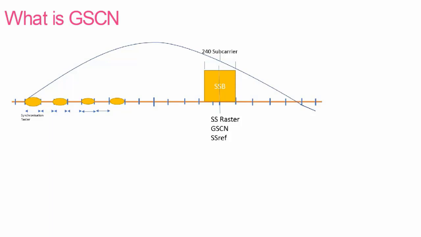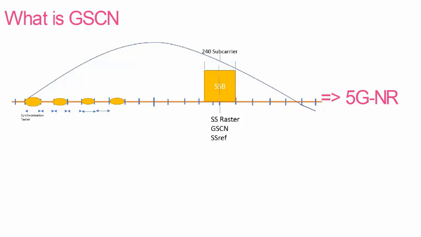So we are using the wider step, that is synchronization raster. We are scanning the full bandwidth in synchronization raster, whatever width is there. After scanning, we are trying to figure out the GSCN. We are able to find out the GSCN value, the GSCN point of the SSB location.